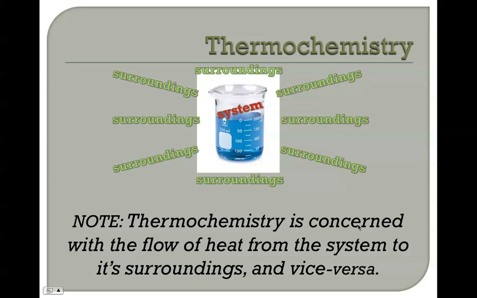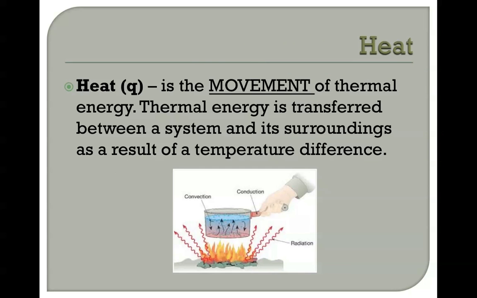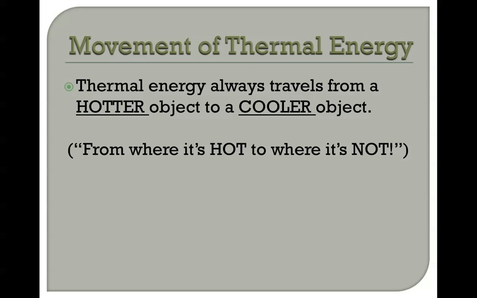Some of you might have heard of the term thermochemistry. This is concerned with the flow of heat from the system to its surroundings, and vice versa. All right, heat. We use this in kind of a different way in everyday life, where in chemistry it has a very specific definition. Heat is the movement of thermal energy. Thermal energy is being transferred between a system and a surrounding as a result of a temperature difference. So again, heat is the movement or transfer of thermal energy. Thermal energy always travels from a hotter object to a cooler object. So we use the phrase in class, from where it's hot to where it's not. So always hotter to colder.